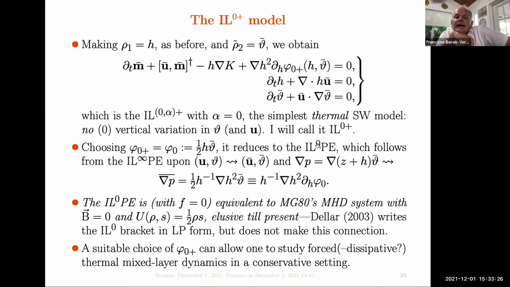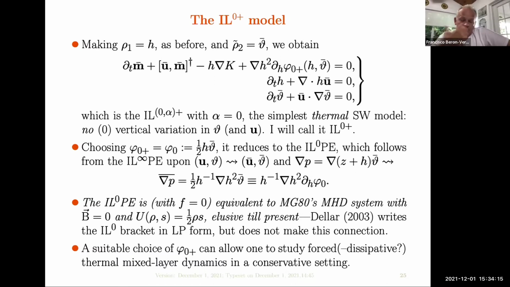Next is the IL0 class of models. So we add in here an equation of motion for the vertical average of a buoyancy. We have something familiar to most of us, shallow water, plus an equation for buoyancy. With a particular pressure gradient force, which can be something different than just the vertical average of the pressure gradient, as the IL0 was originally devised, and which permits investigation of, in this case, thermal mixed layer dynamics in a conservative setting, because this system has all these nice geometric properties that I talked about.